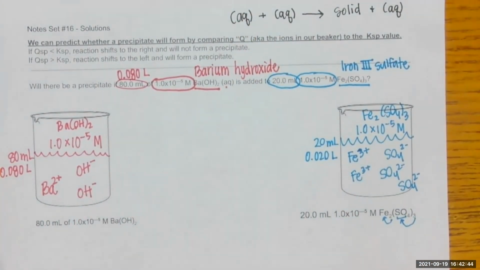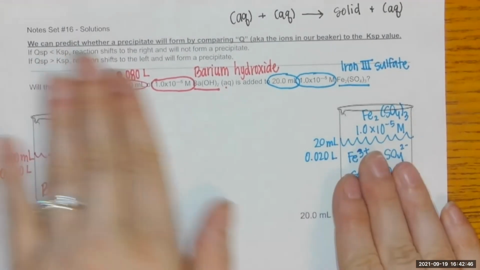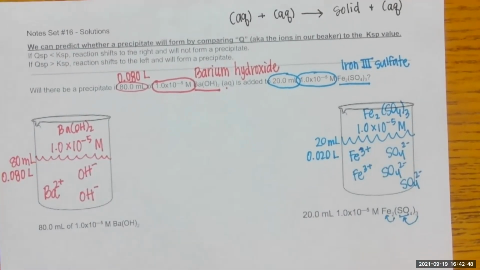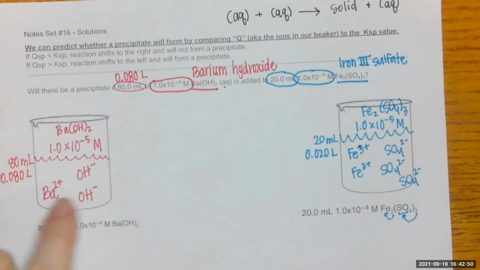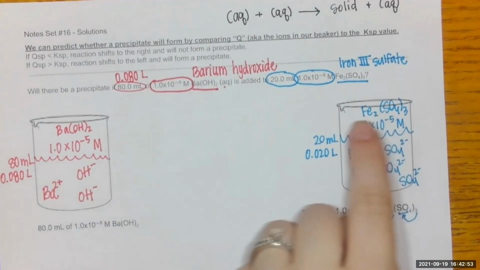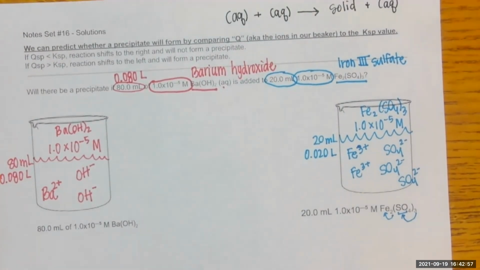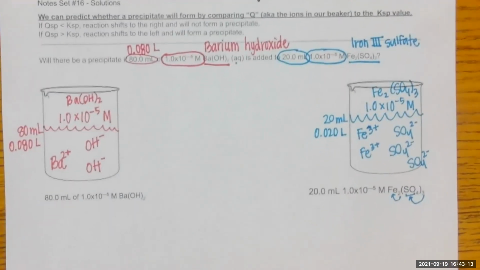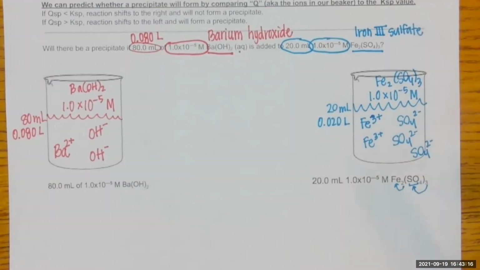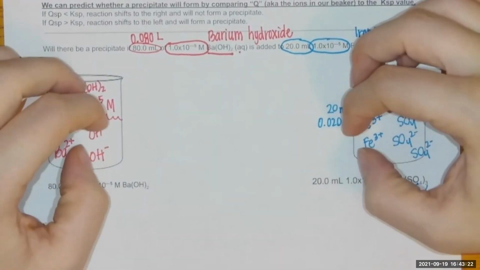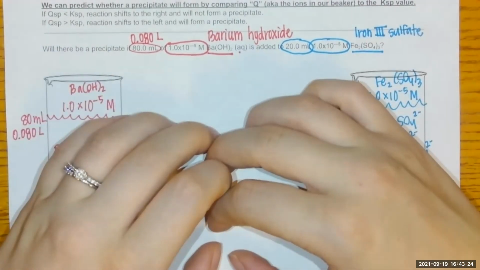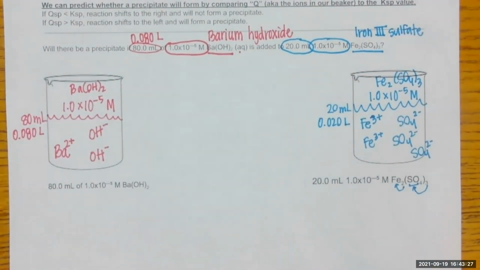Okay. I've analyzed each solution individually. I have the concentration, the volume, how the ions split up. Now what? Well, the next thing is to put them together, mixy, and think, what are the possibilities that could form from these getting mixed together?